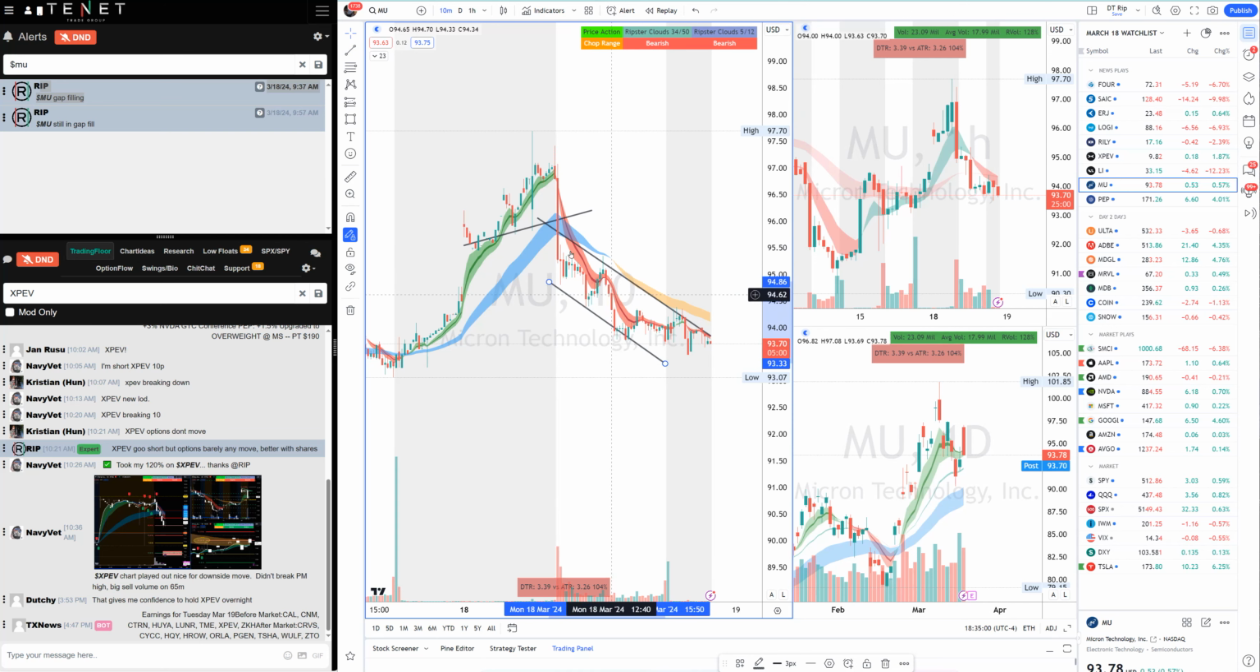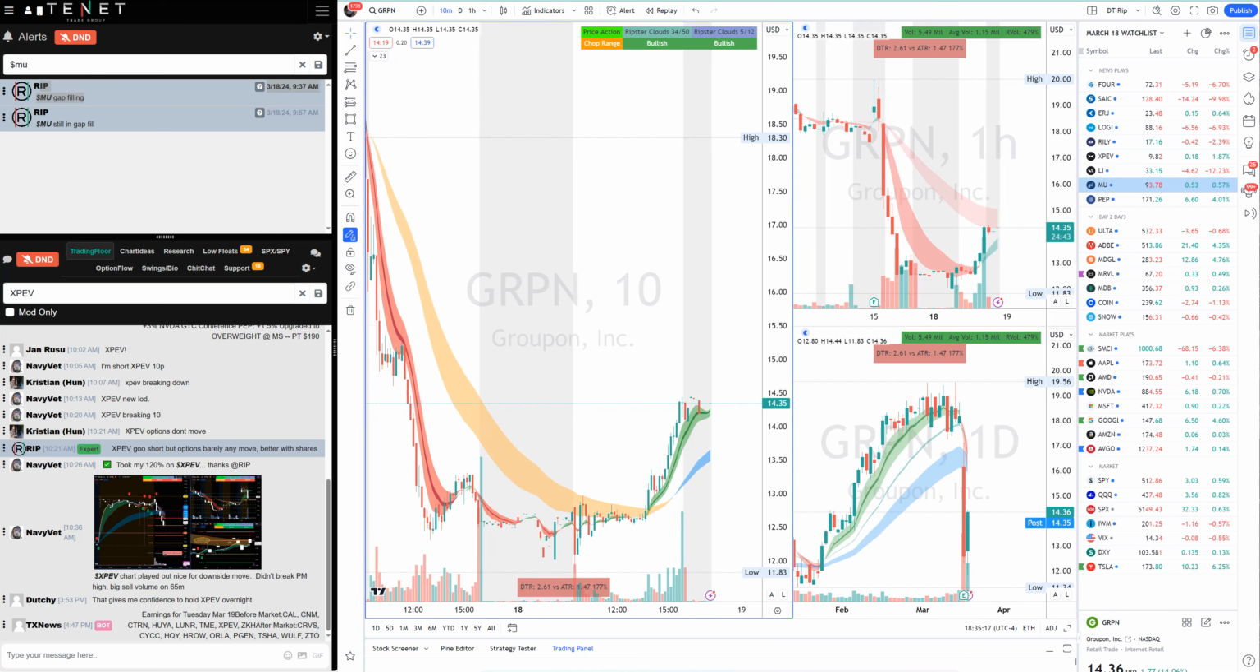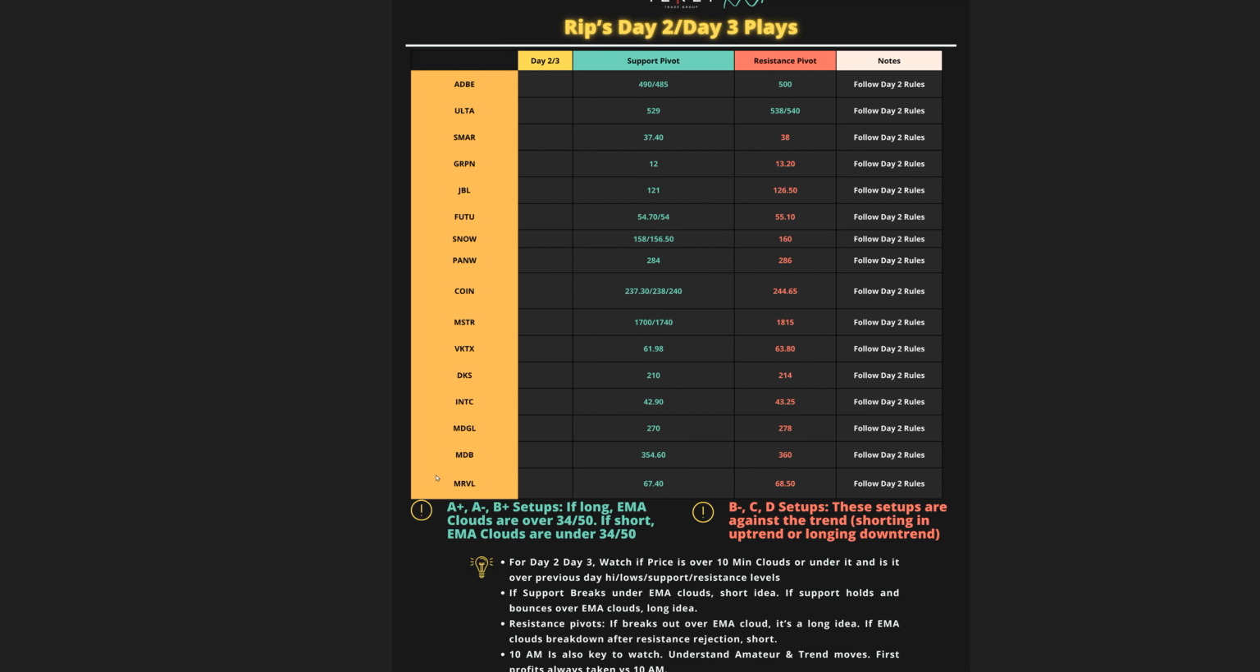And look at that, Micron from the 96 pivot to 93.80. You could have easily made $2 there. Next, I'm going to look at another one, which was our day 2 play. So Groupon was our day 2 play. 13.20 was the pivot. You see, 13.20 was the pivot.